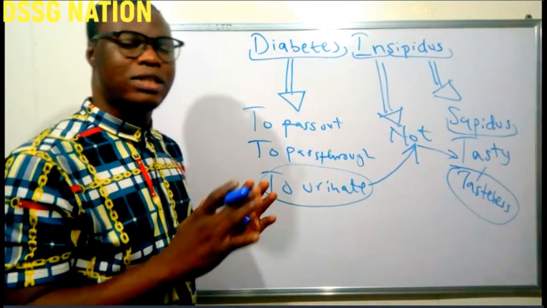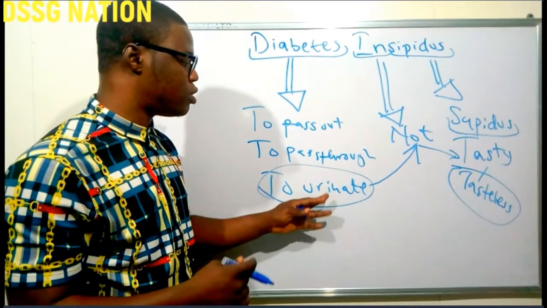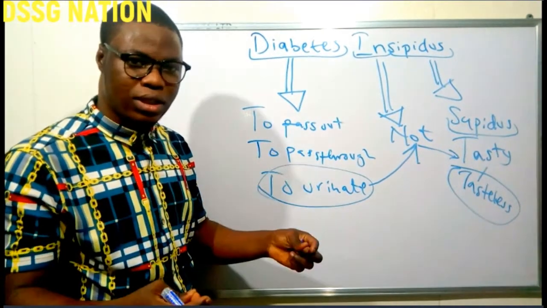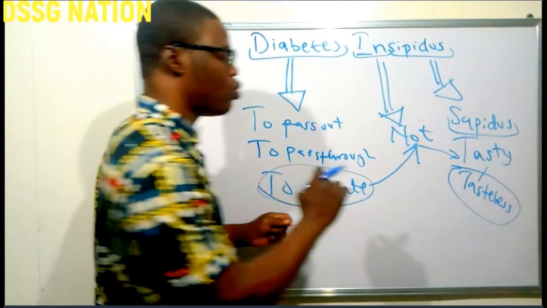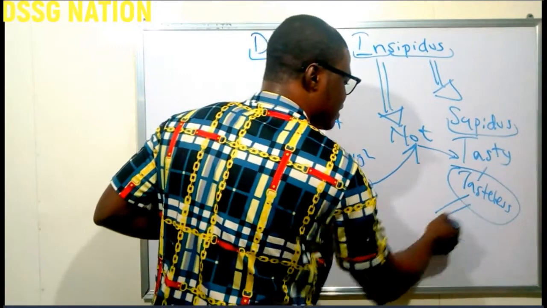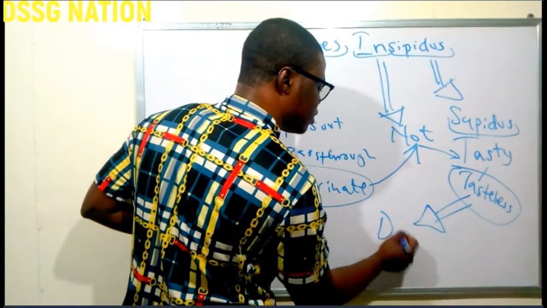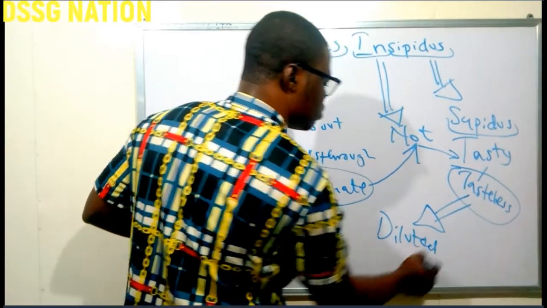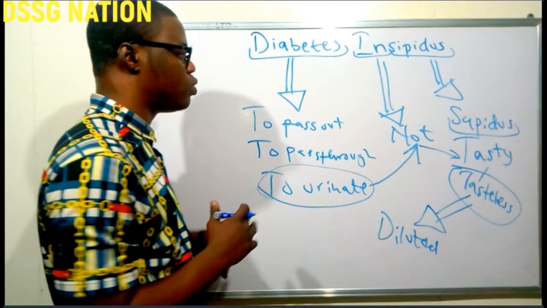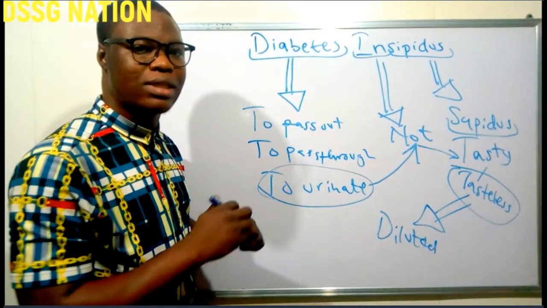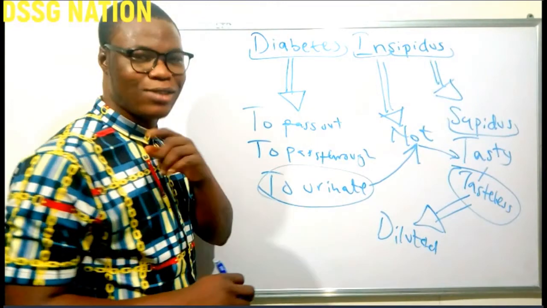So in diabetes insipidus, those patients urinate a tasteless urine. And when urine is tasteless, it means it is diluted. So it is a diluted urine. So let's go deep into diabetes insipidus. What is the cause of diabetes insipidus? So stay tuned.